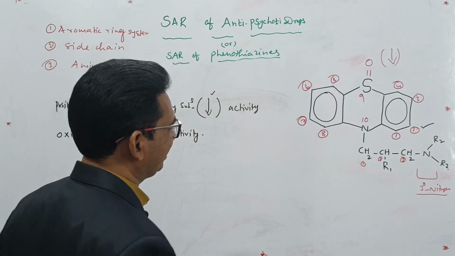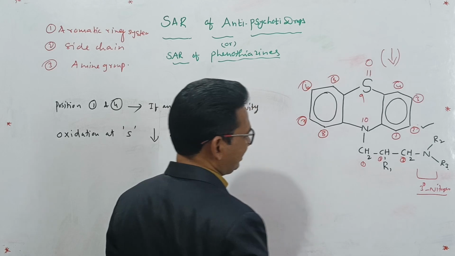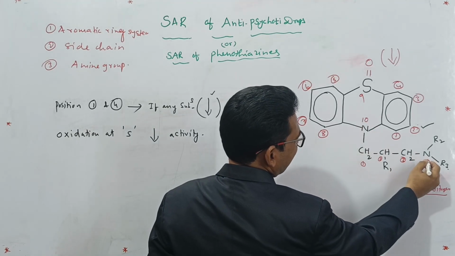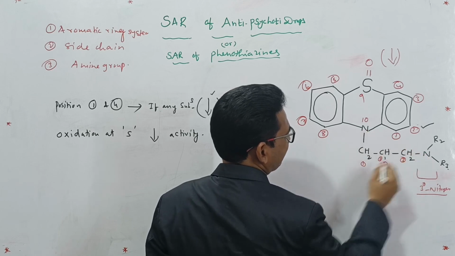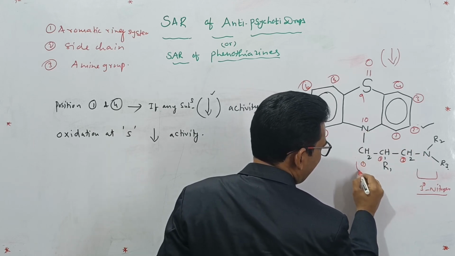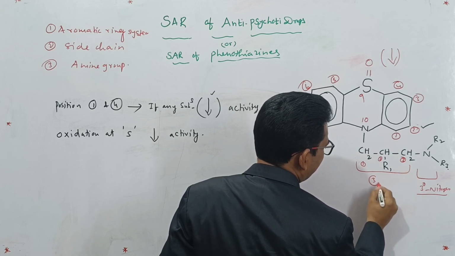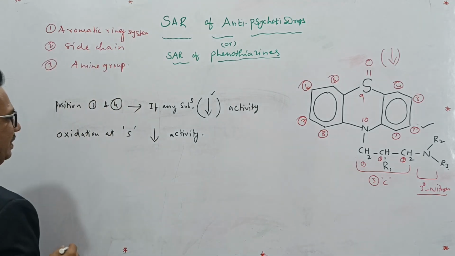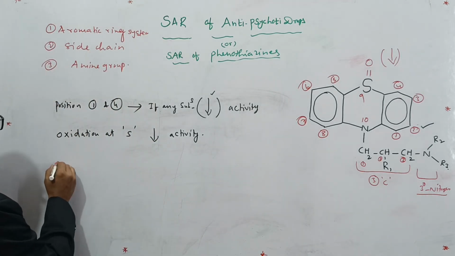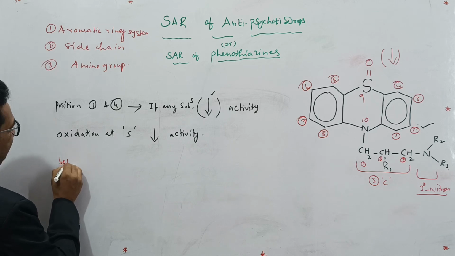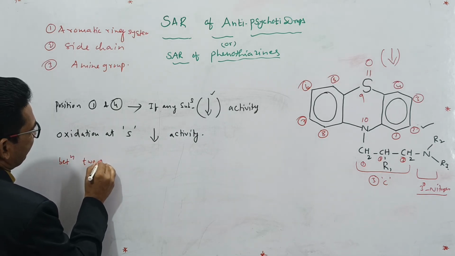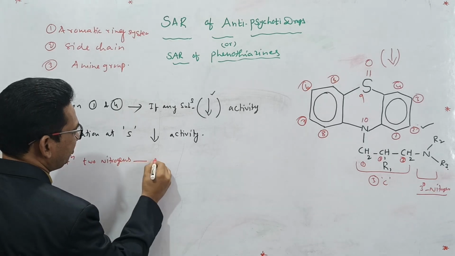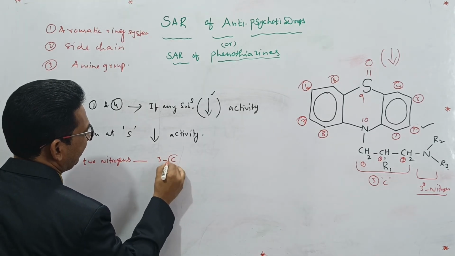But first we will go for this side chain. In the side chain, you might be observing between the 10th position and this nitrogen, meaning both the nitrogens. How many carbons should be there? 3 carbons. Remember that. Here, between position 10 and the other nitrogen, between 2 nitrogens, how many carbons should be there? There should be 3 carbons.